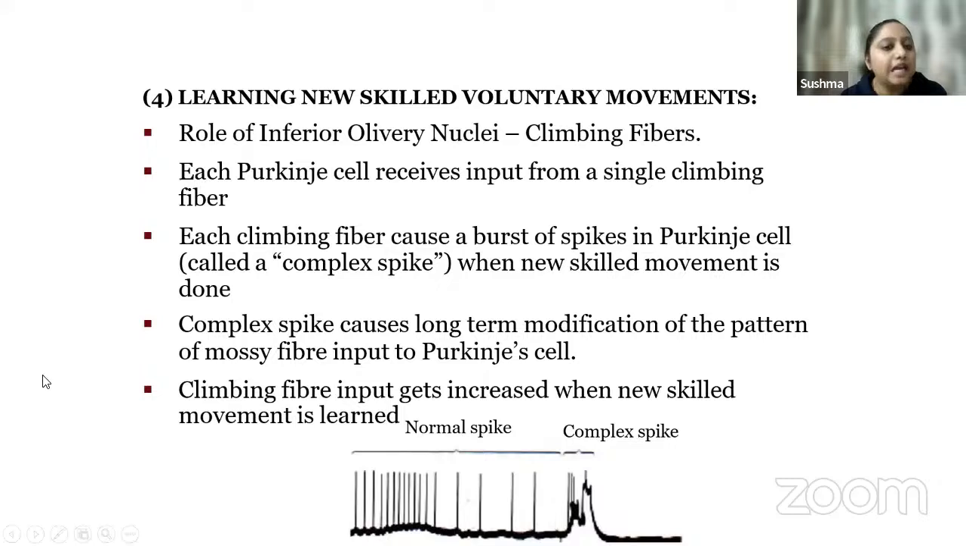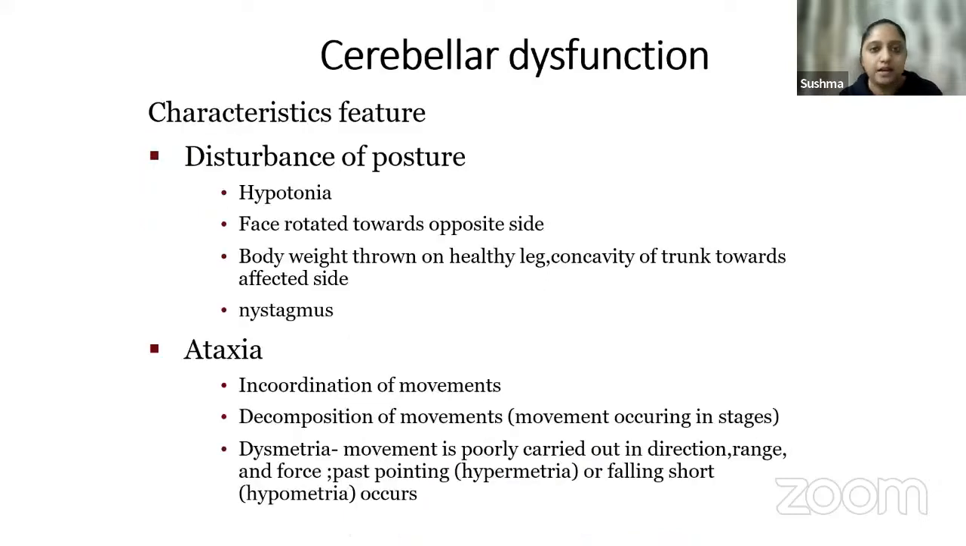Right now, each climbing fiber causes a burst of spikes in the Purkinje cell whenever a new skilled movement is done. Now, this complex spike causes long-term modifications in the pattern of the mossy fiber input to the Purkinje cells. That is how a movement gets registered. Right? Now, the climbing fiber input gets increased when any new skilled movement is learned. All right? Yes.